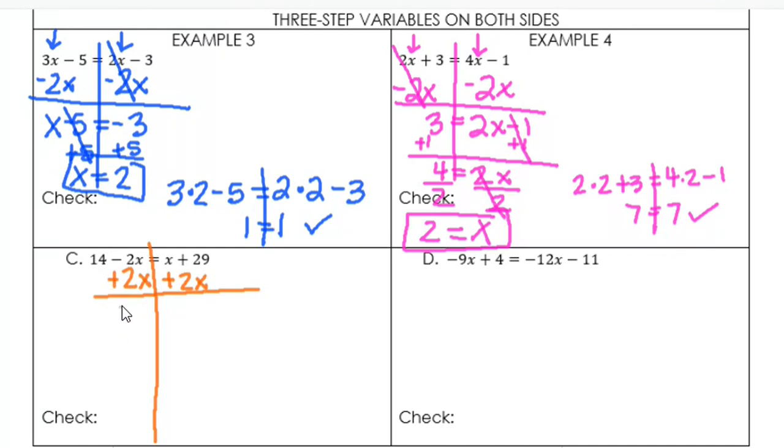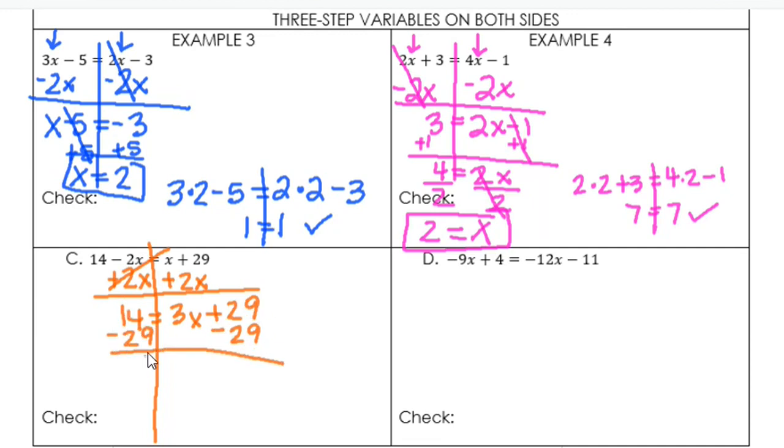I have 14 I need to bring down. And then my negative 2x and my positive 2x cancel. On the right side, I have x plus 2x. That gives me 3x's. And I have my plus 29. Next step on my foldable is, do I have constants on both sides? Yes, I do. So I'm going to move the one that's on the same side as the variable. My variable's on the right, so I'm going to move the plus 29 by doing the inverse, which is minus 29.